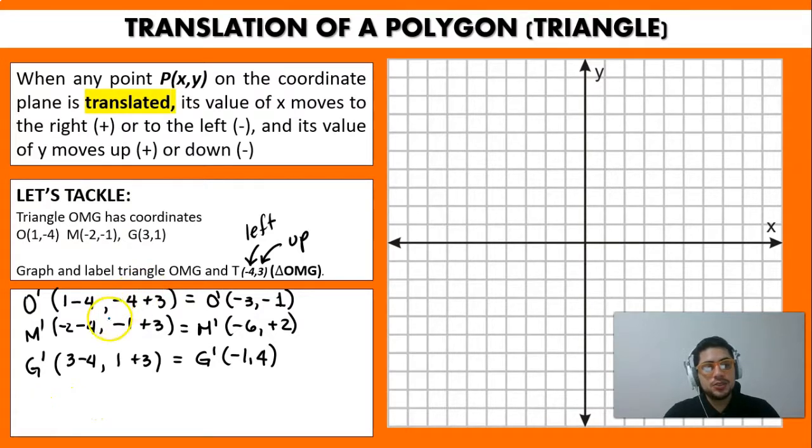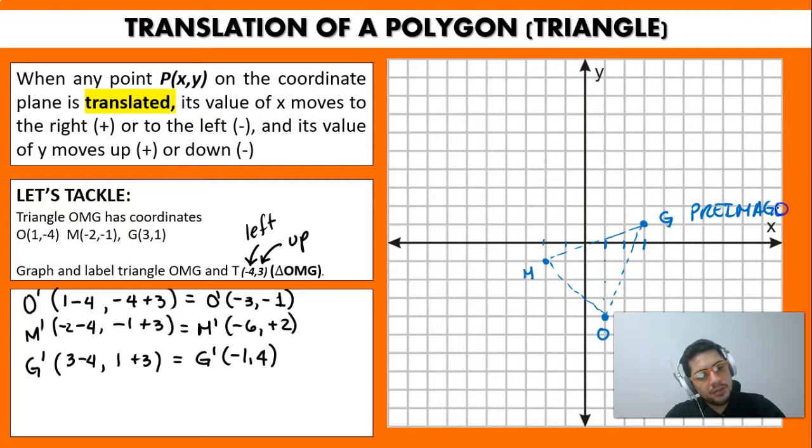So let's begin by drawing the pre-image. So the pre-image was on 1, right, and minus 4. So 1, 2, 3, 4. And here was O. M was on minus 2, minus 1, M. And G was on 3, 1. And when we draw the lines, we are going to see our pre-image, right? The reason it's called a pre-image, guys, remember, is because it's before the translation or the movement actually happens, right?